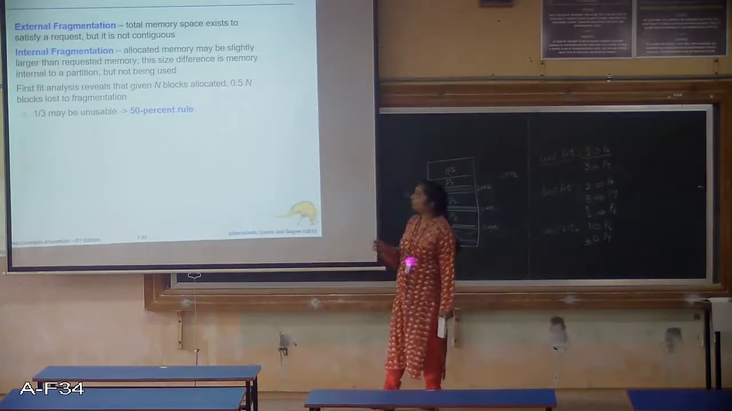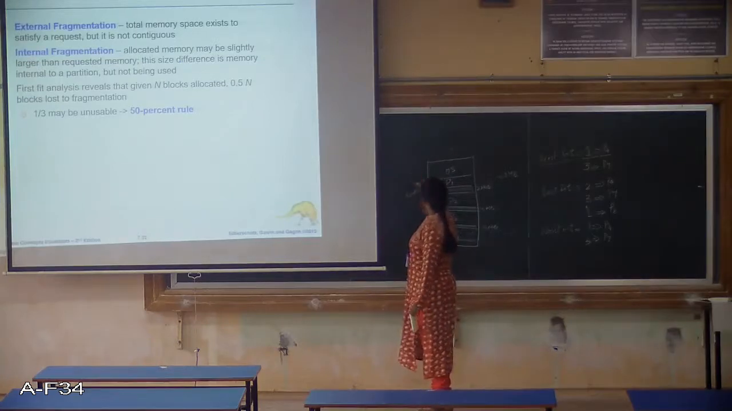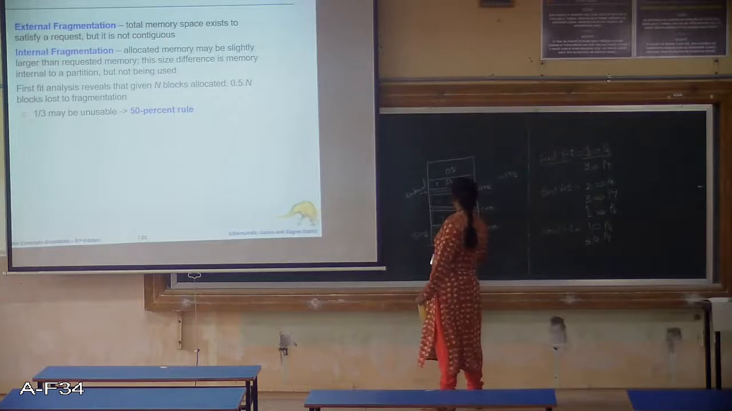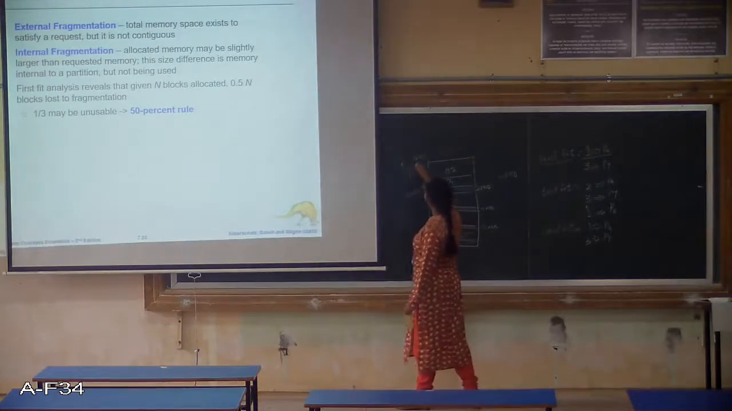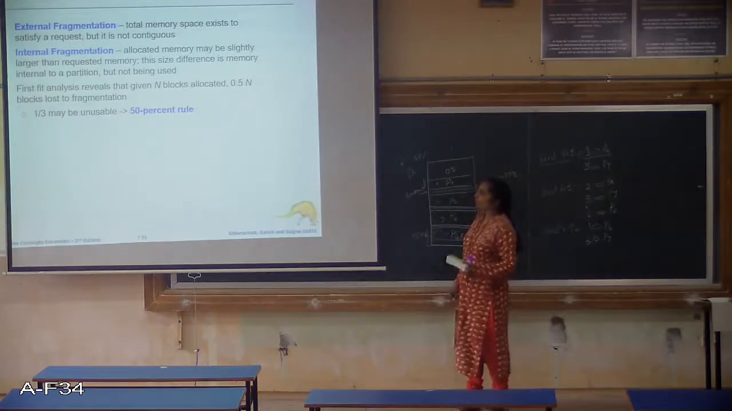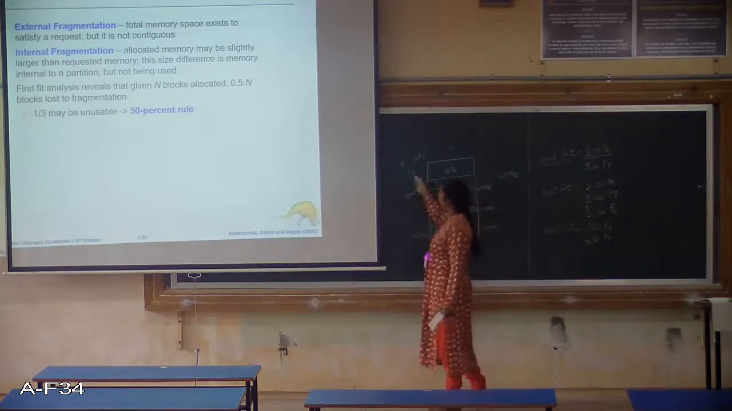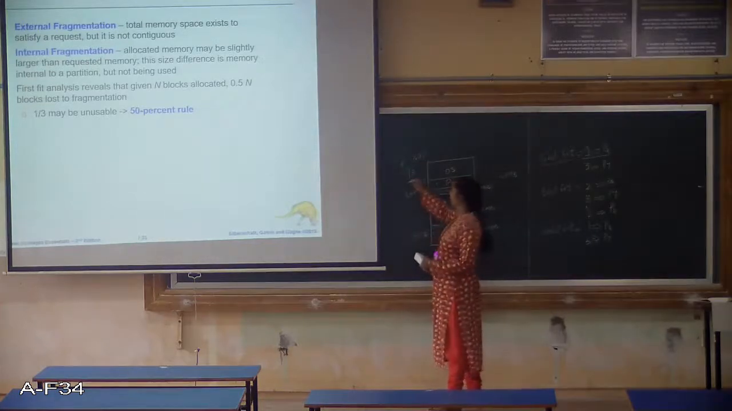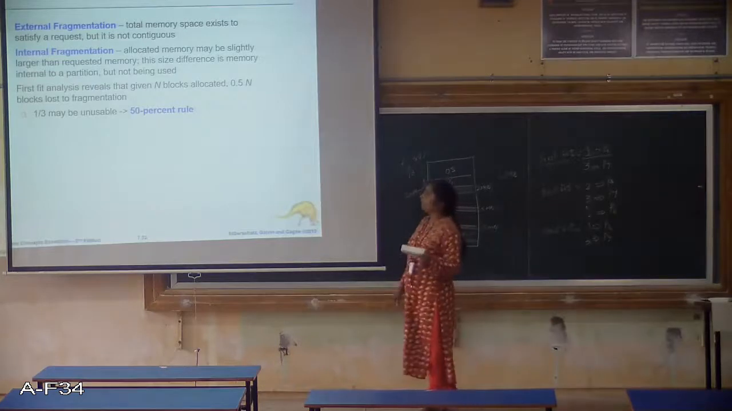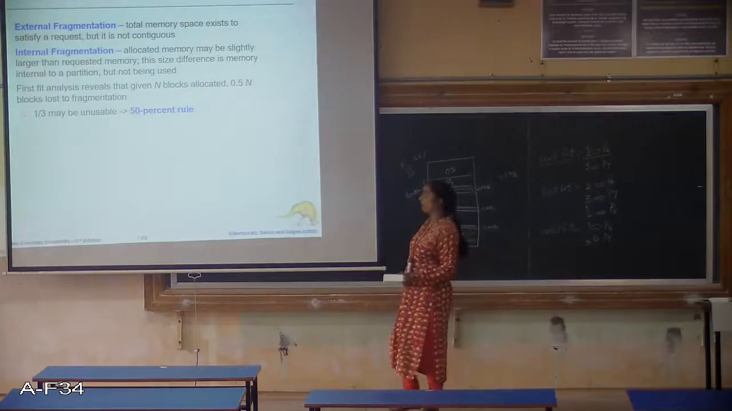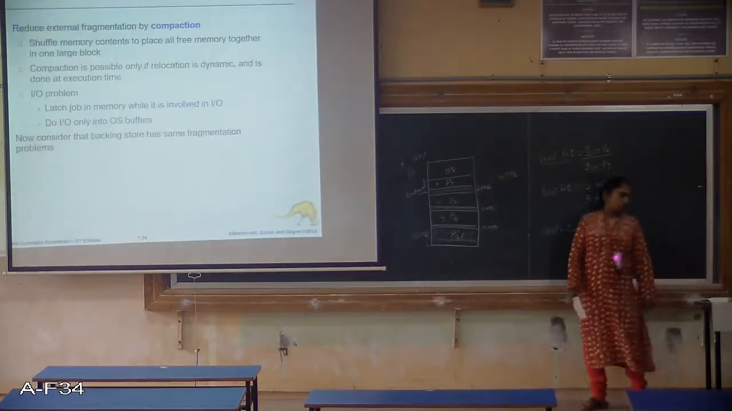First fit analysis reveals that given n blocks allocated, 0.5 blocks are lost to fragmentation. So if n blocks, n processes are allocated, here there are 1, 2, 3 and 4 blocks. Out of those 4 blocks, with the 50% rule, one third of the blocks will not be used and will lead to fragmentation. So 0.5 blocks are lost to fragmentation. We cannot use them.